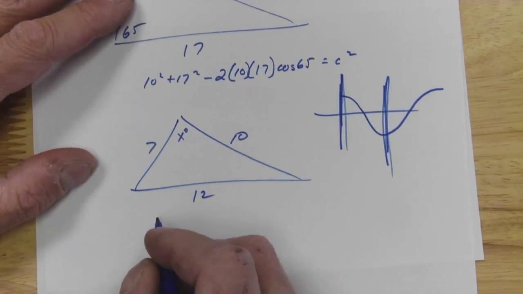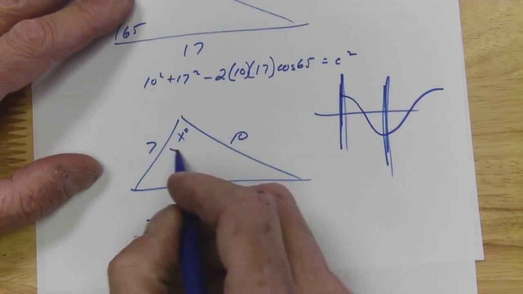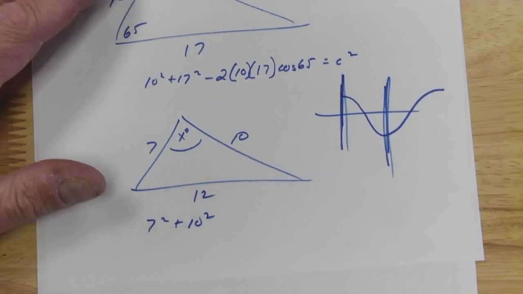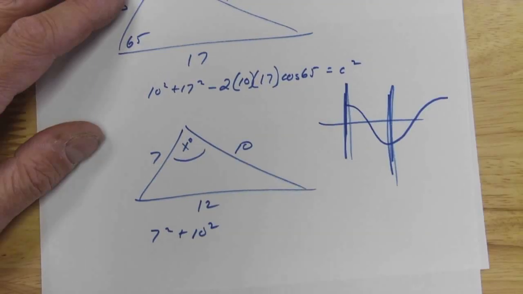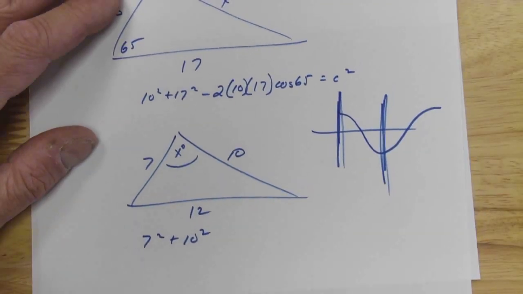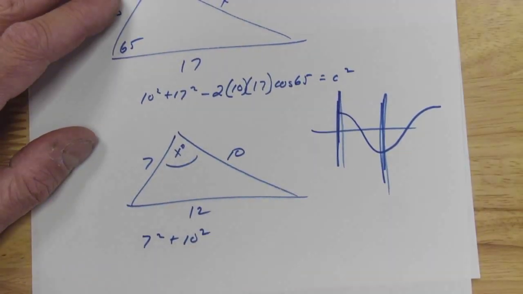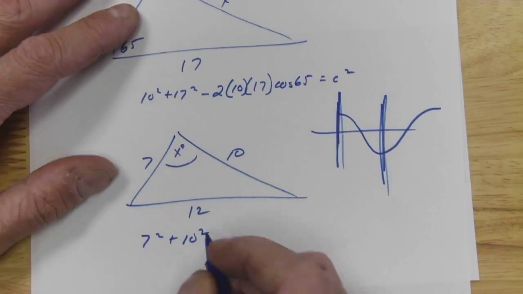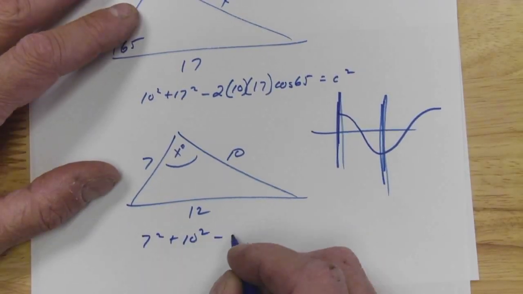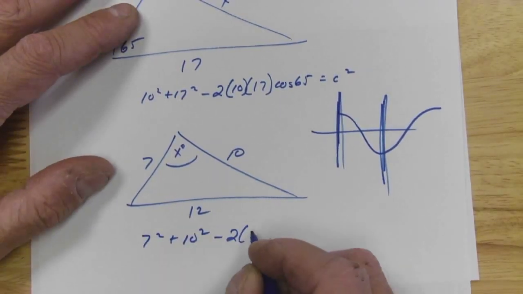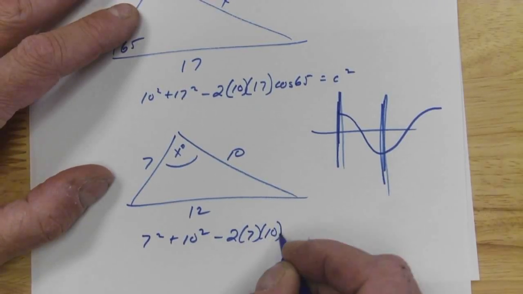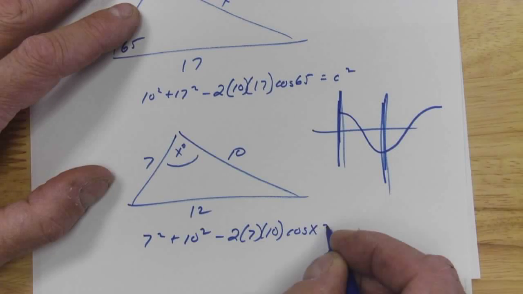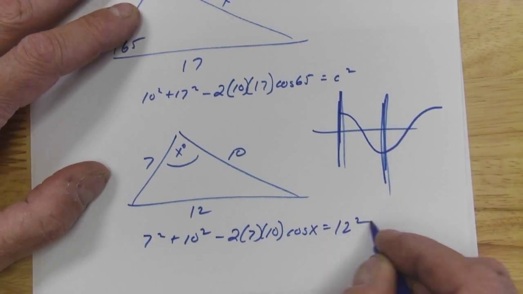7 squared plus 10 squared. Good job realizing I got to deal with the 7 and the 10. And the 12 is going to be the thing that's by itself, because I want to find the angle that's between those two. Okay? 7 squared plus 10 squared minus 2 times 7 times 10 cosine of x equals 12 squared.